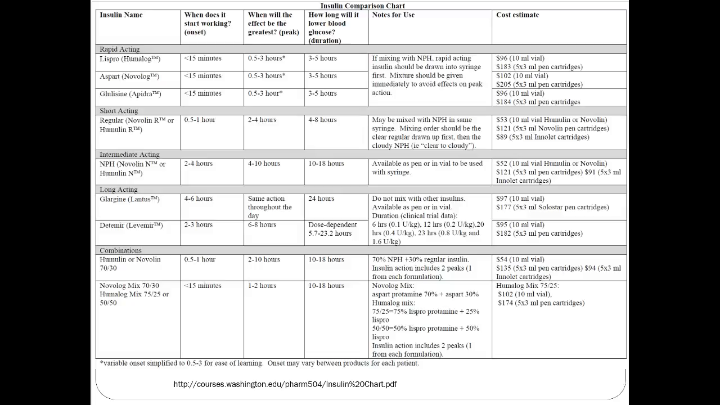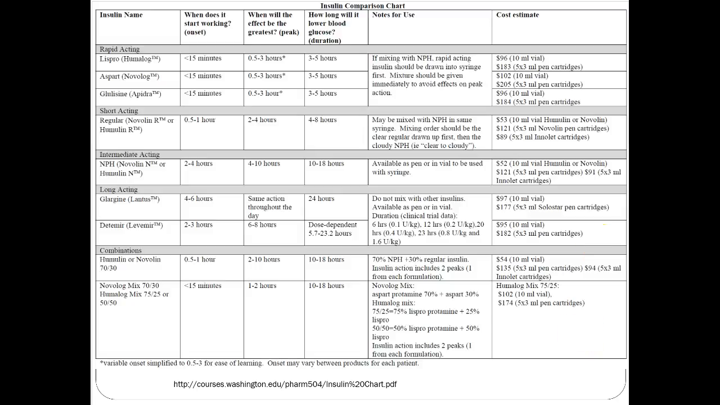Basically, insulin's not cheap. Most insurances pay for it because it's an essential medication, so it's usually not a huge deal. However, if you do have a patient with limited resources or not insured, and they're paying cash, it does get challenging. So that's where you have medications like NPH that are $52 for a vial, or regular insulin that's $53 for a vial. Save patients a lot of money over some of these other more expensive pen formulations.